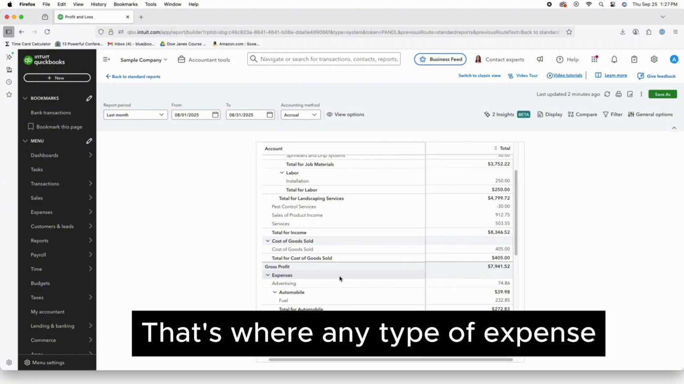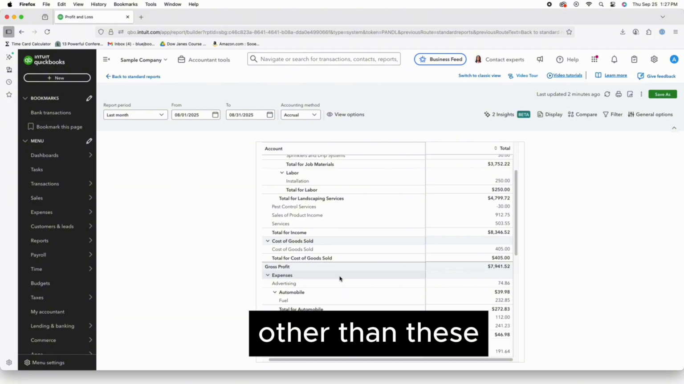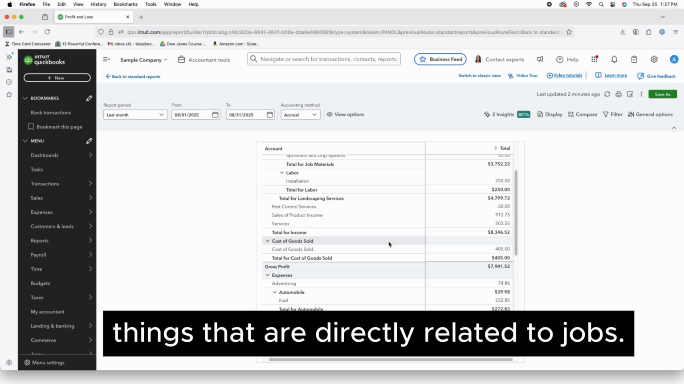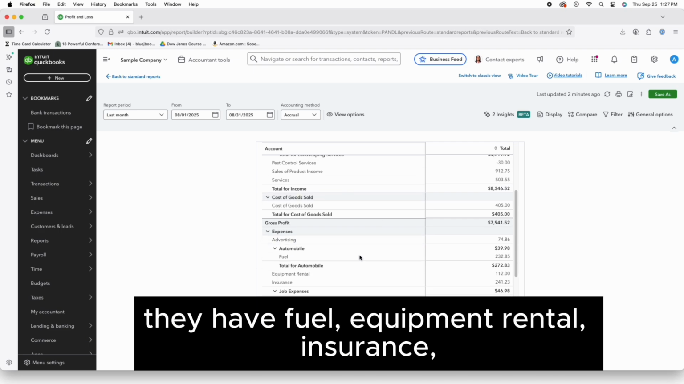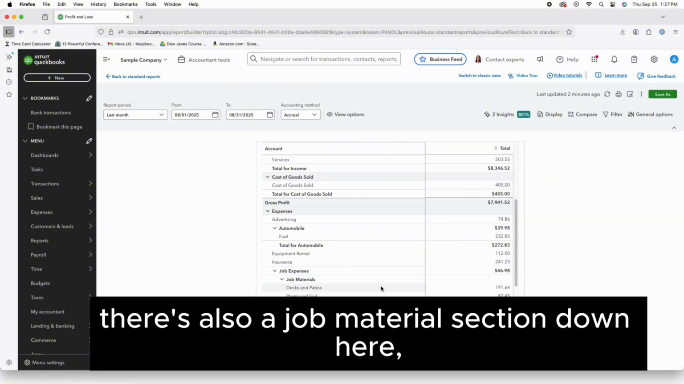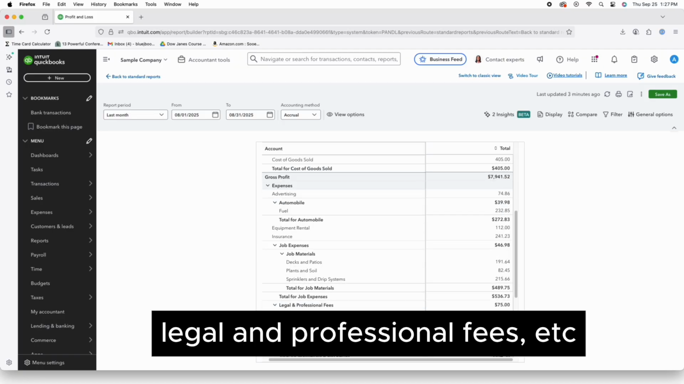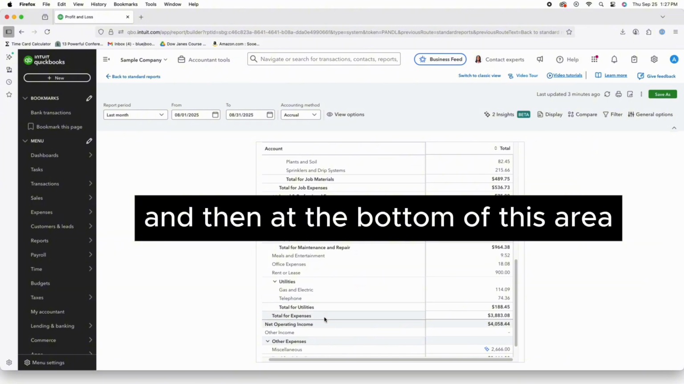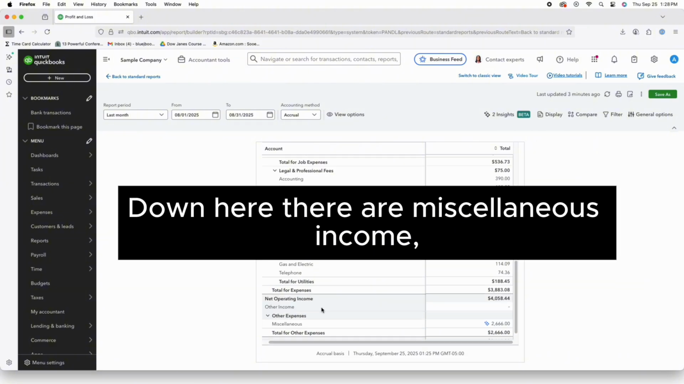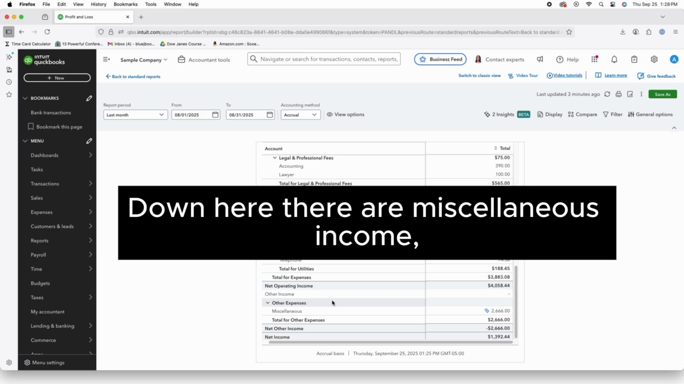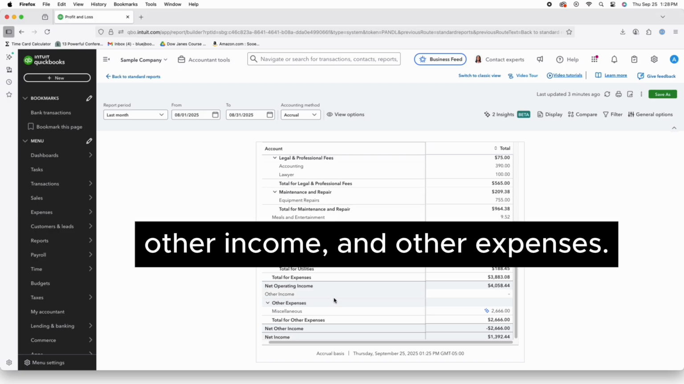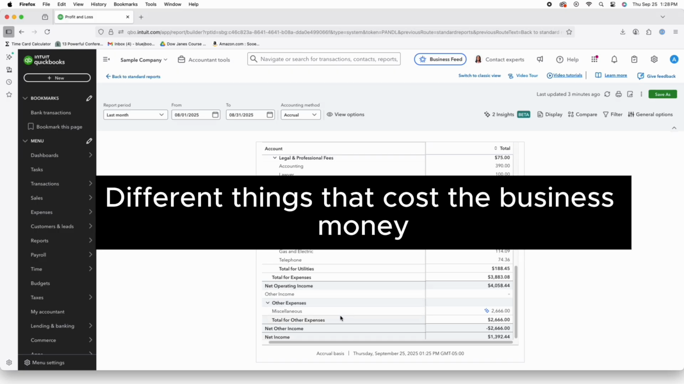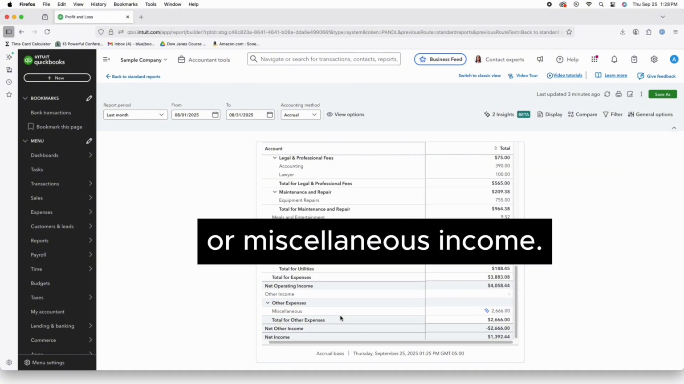That's where any type of expense would be for your business other than these things that are directly related to jobs. You can see here they have advertising, they have fuel, equipment rental, insurance. There's also a job materials section down here, legal and professional fees, etc. And then at the bottom of this area, we get a total for expenses. Down here, there are miscellaneous income and other expenses, different things that cost the business money or miscellaneous income.